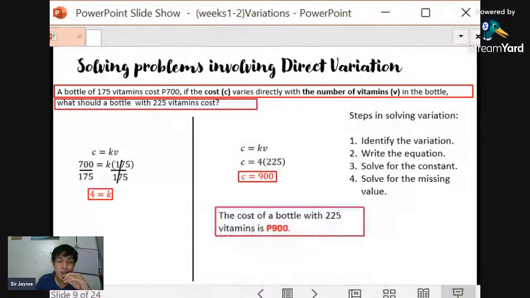So the final answer should be like this: the cost of a bottle with 225 vitamins is 900 pesos. So there should be a unit. 900 pesos. It cannot be just 900. I hope you learned something, no? It's also a reminder when you are solving a problem: you should not stop at C is equal to 900. Okay? Let's continue. So the answer is 900 pesos. That is the final answer. Okay. Next.